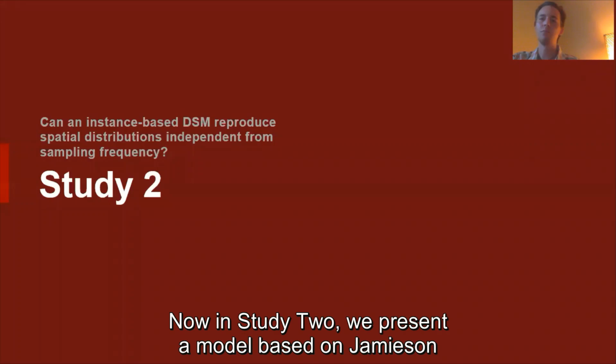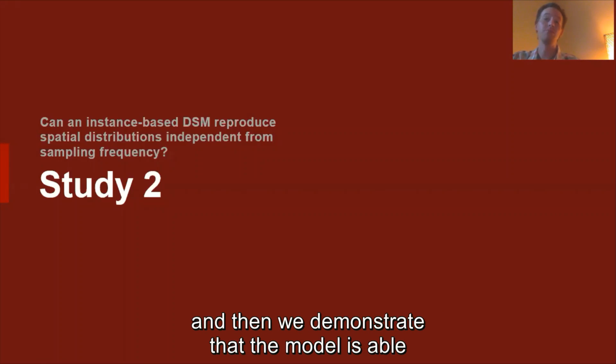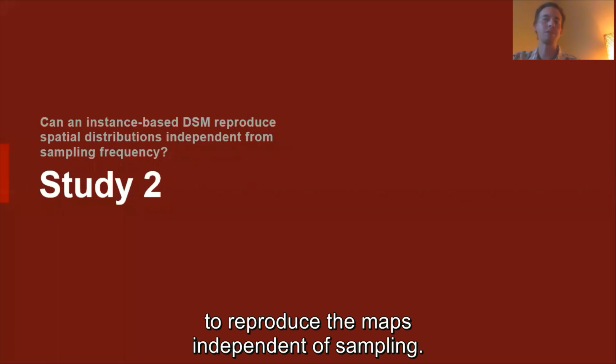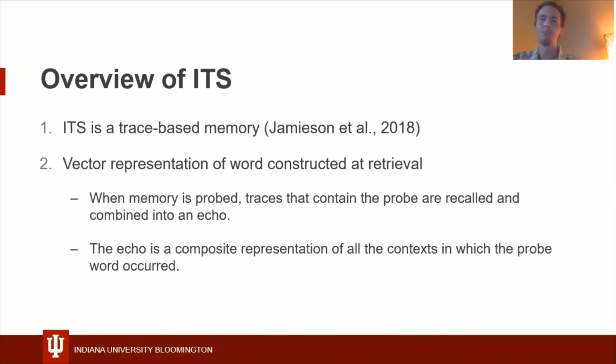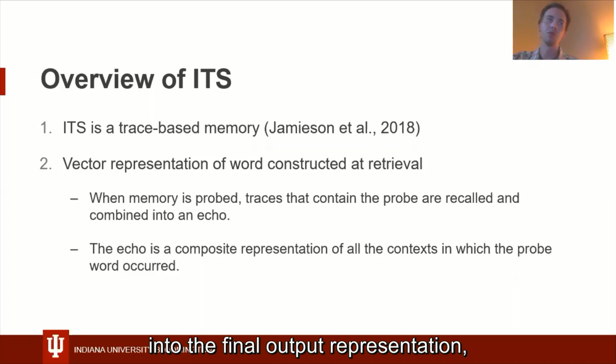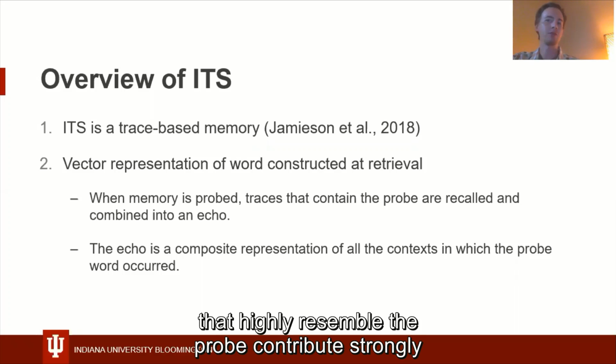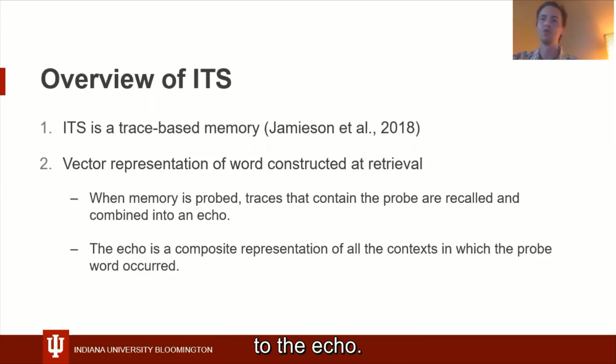Now in study 2, we present a model based on Jonathan and colleagues' instance theory of semantics. And then we demonstrate that the model is able to reproduce the maps independent of sampling. Briefly, ITS is a trace-based model. Each learning instance is stored as a unique trace in memory. At the time of retrieval, a probe differentially activates each learning instance, which are then summed into the final output representation, which is referred to as the echo. Only the traces in memory that highly resemble the probe contribute strongly to the echo.